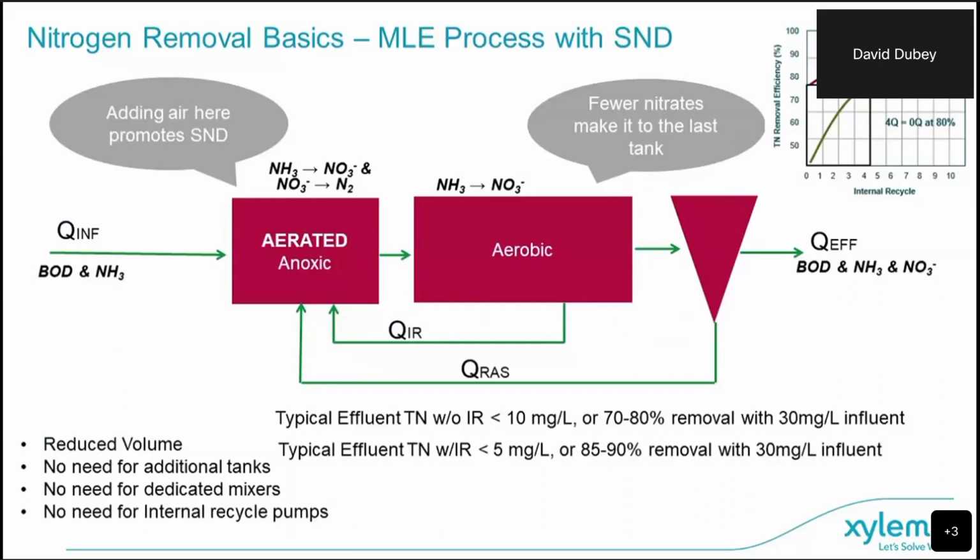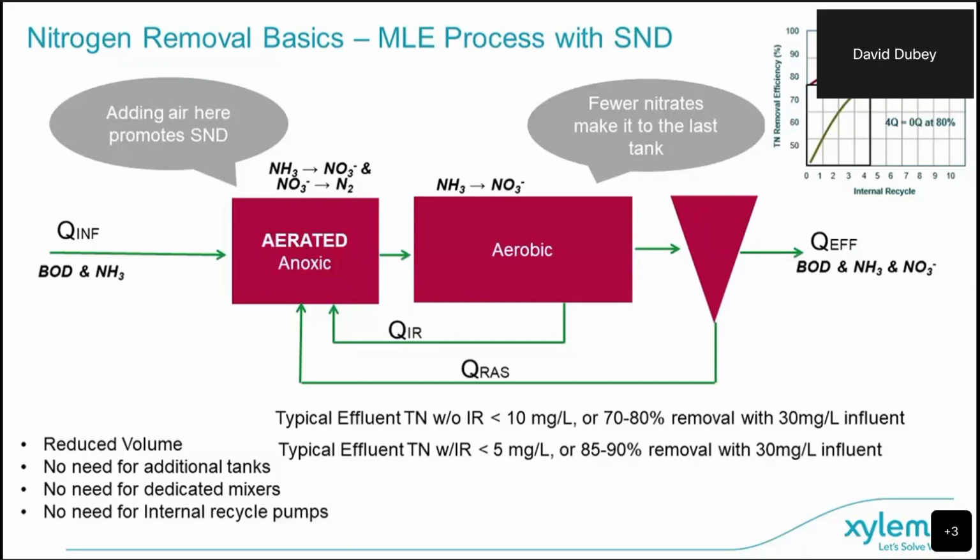So SND is about adding an aerated anoxic step instead of just anoxic. And so what we're doing is we're adding air in the anoxic stage, but not enough to promote all of the aerobic activity. It's enough to get the nitrifiers going, but not so much that all of the food is consumed. We save some of that food for the aerobic step. So what this ends up doing is we get nitrates removed and denitrification occurring in the aerated anoxic.